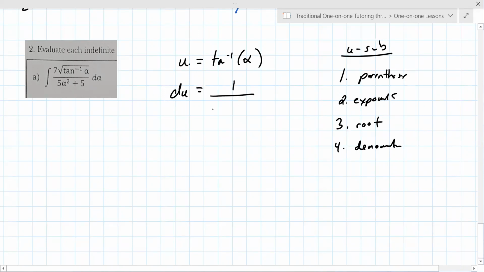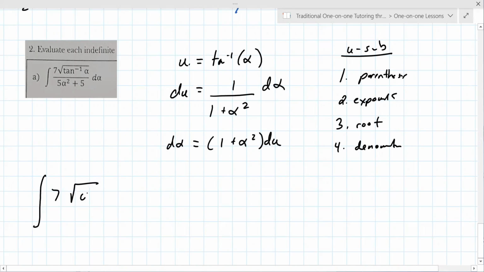So the derivative of this is 1 over 1 plus alpha squared. And maybe you can kind of see that over here on the bottom. I know there's 5s, but maybe you can kind of see that. So your d alpha is 1 plus alpha squared times du. Now we're ready to go back in and substitute. So it's 7 square root of u over, and this time I'm going to factor out a 5 because you can kind of see that here, 5 times alpha squared plus 1, and then your d alpha is 1 plus alpha squared du.